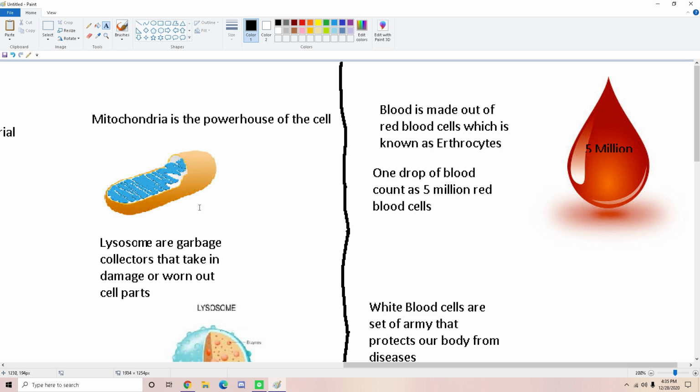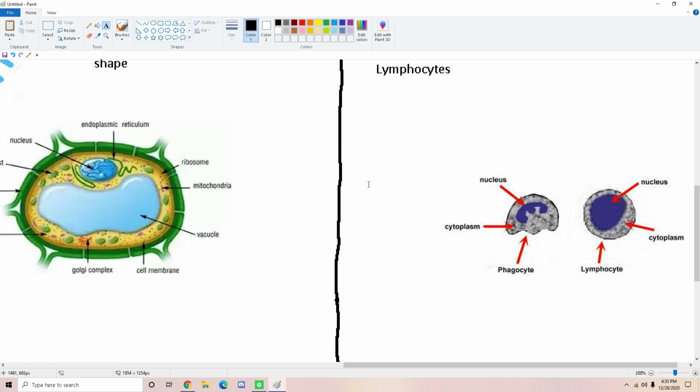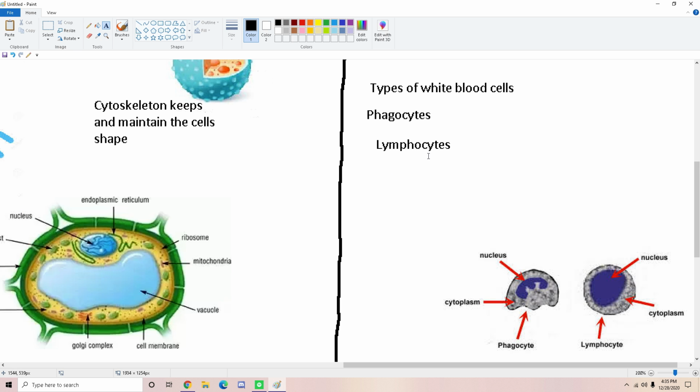White blood cells are an army that protects our body from diseases. There's only 1% of white blood cells in our blood, but they're very important. There are two types of white blood cells: phagocytes and lymphocytes. As you can see, they both contain the nucleus, and they both have cytoplasm. As I said earlier, the cytoplasm is a jelly-like fluid, and the nucleus is what contains the DNA and brings out ribosomes.